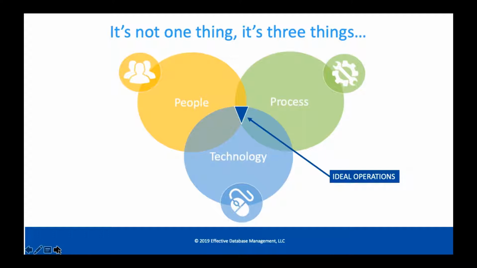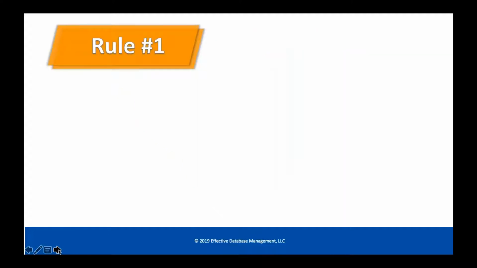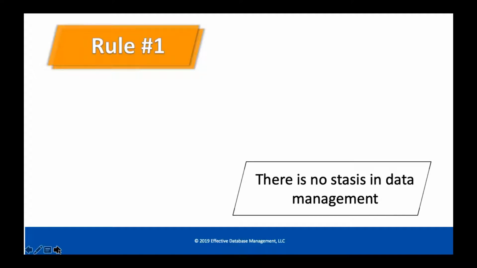So as we work through these, and as you think about these back in your own organization, think about those other two elements of the three-legged stool, the people and the technology, and if any changes need to be made there. So with that big caveat, let's jump in and look at rule number one. For me, rule number one is that there is no stasis in data management. You may have heard the phrase, a business is either growing or it's dying. Well, the same thinking really applies to data management.